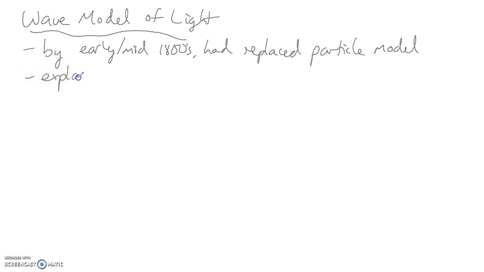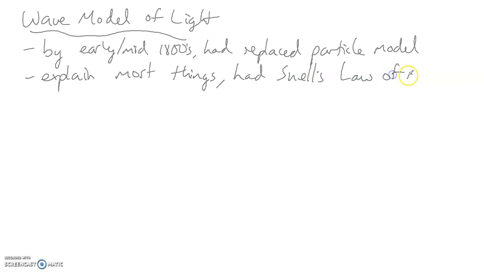So they could explain most things, like reflection, refraction, all that kind of stuff. They had, of course, Snell's law of refraction, and they could explain why light changes direction. They could explain reflection easily, dispersion, getting the different colors, and the change in speed using index of refraction. There's not too many things that they couldn't figure out.